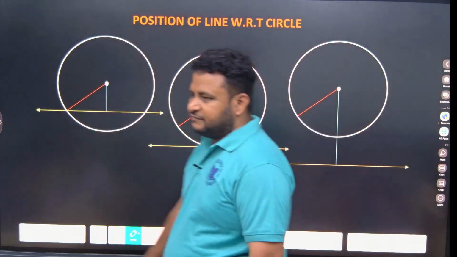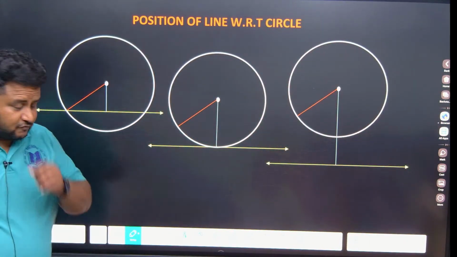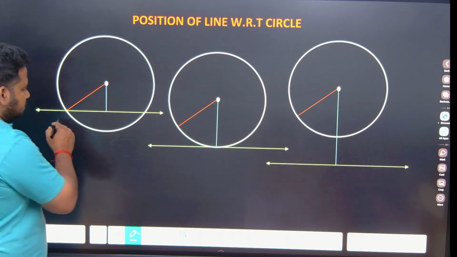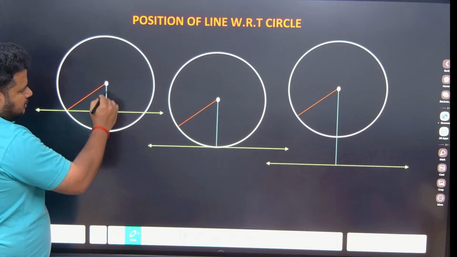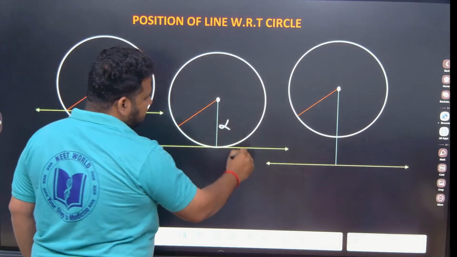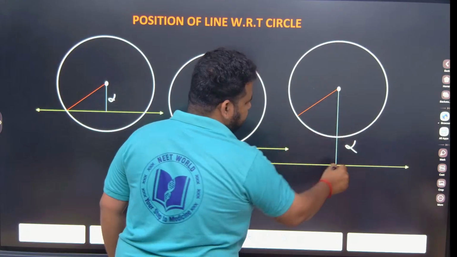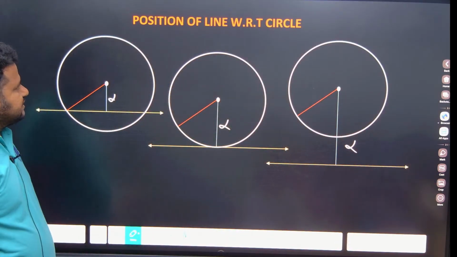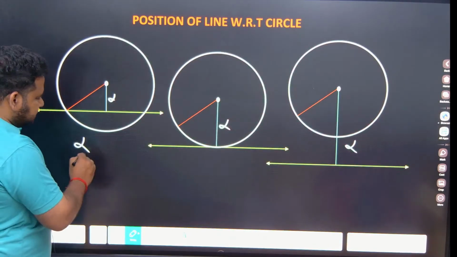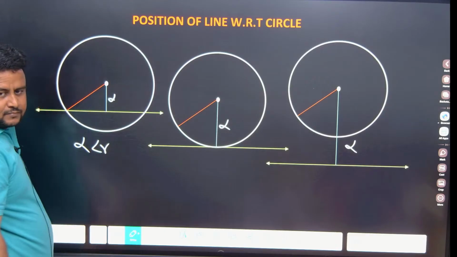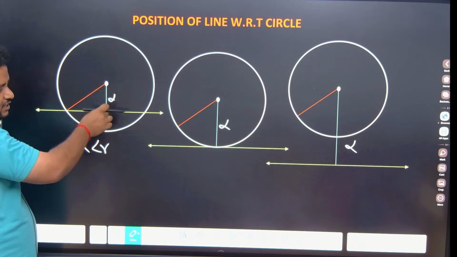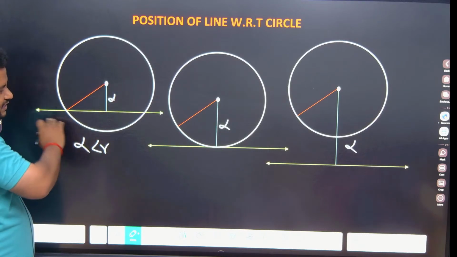Now, position of a line with respect to a circle, you have to focus. This is the chord or whatever it is. Let this length from the center be alpha. Now when the line cuts the circle, alpha is less than the radius of the circle. This length, from the center to the line. If alpha is less than the radius, it cuts the circle.